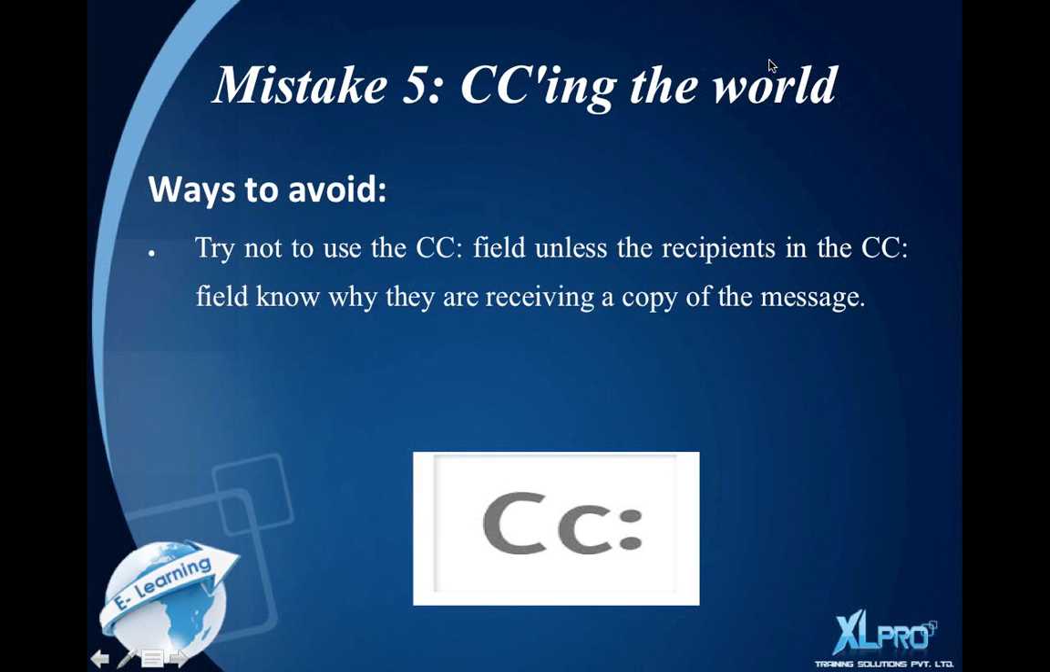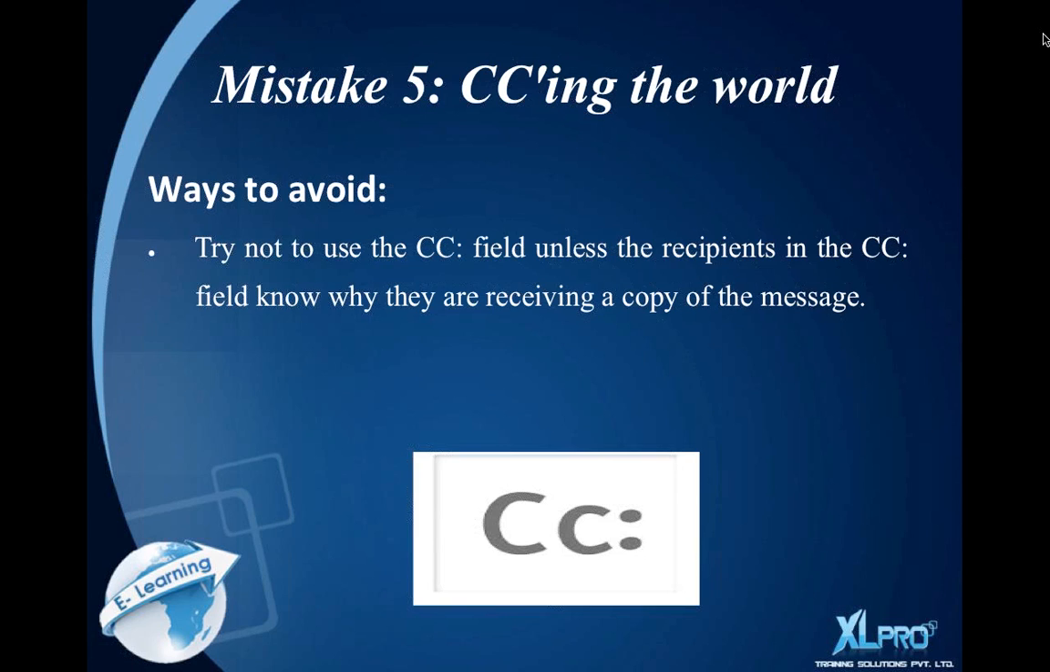Ways to avoid? Very simple. If you don't know why the person should be in a CC, don't put the person in CC. So there are always three kinds of people to every email. One, a person to whom you're addressing it, where there's a call for action. If I'm sending you a mail, something is expected from you. Either do something, talk something, write something, take a decision, some action. So my mail is always marked to somebody, the intended recipient in this case.